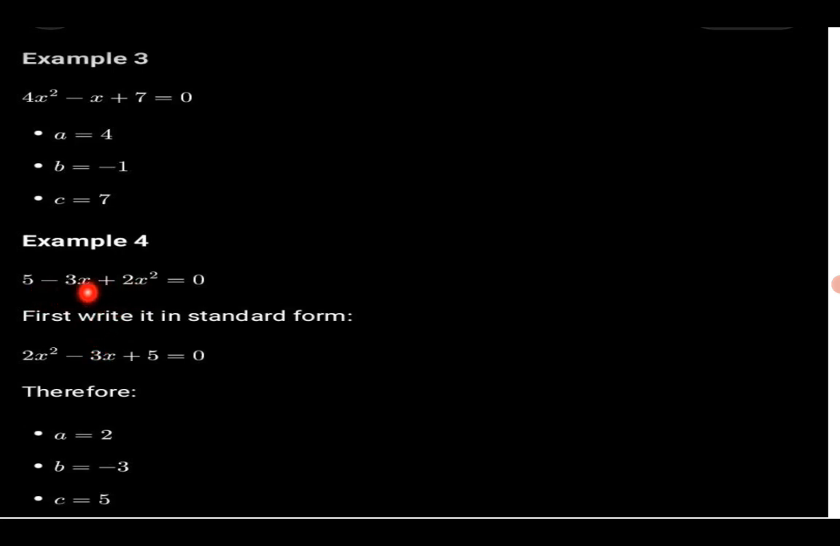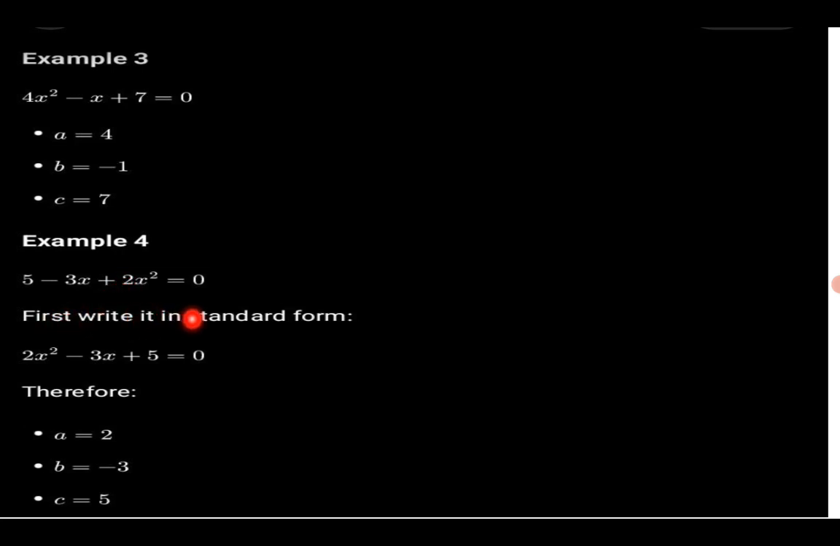This is an interesting one. We have 5 minus 3x plus 2x squared is equal to 0. This is not in standard form. Remember that in standard form, it has to be in the form of ax squared plus bx plus c. So here we start with c. The c is there, and the b is in the middle, which is okay, while the a is in front. This is not quite in order, so this has to come first.